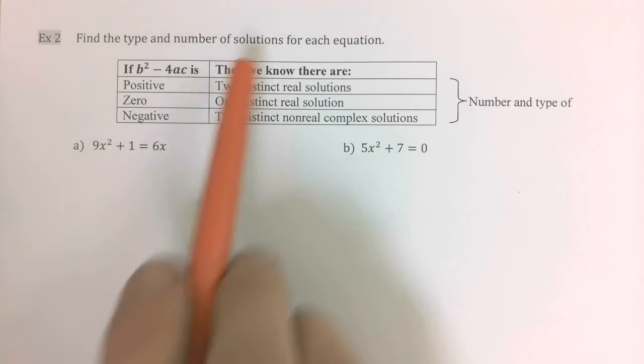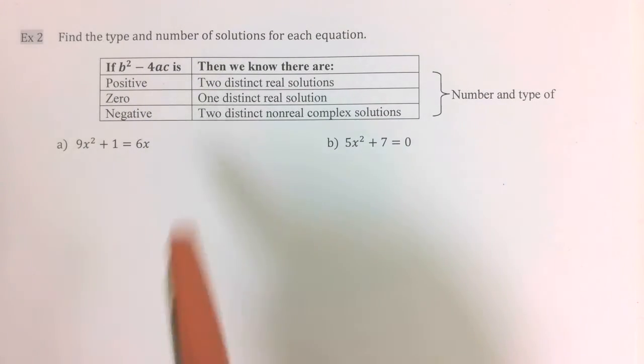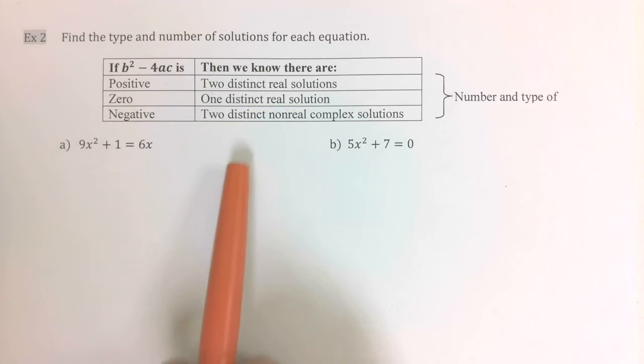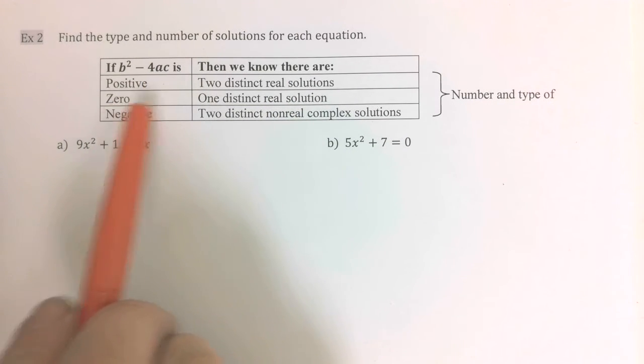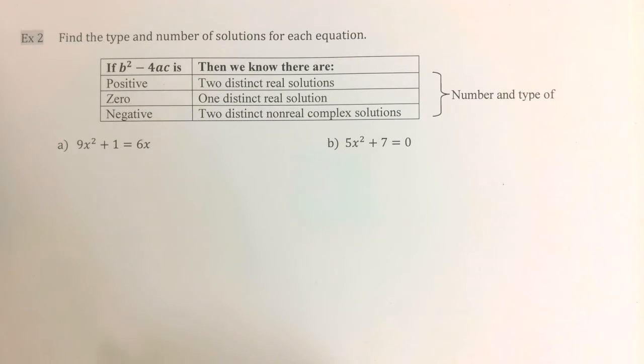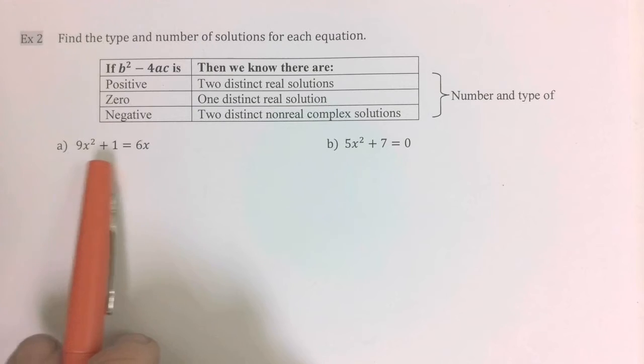So when we use that little bit of information to do problems, we are supposed to find the type, which is real or complex, and the number, which is 1 or 2 solutions. So for this problem, in order for you to use the quadratic formula or to find the discriminant, just the b squared minus 4ac part, you do need to have this in standard form.